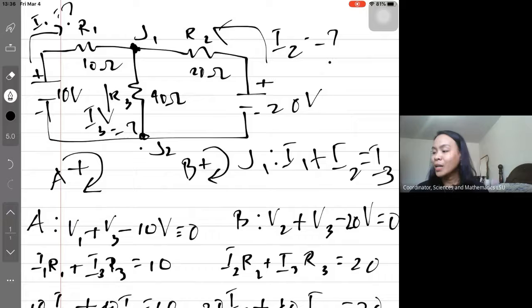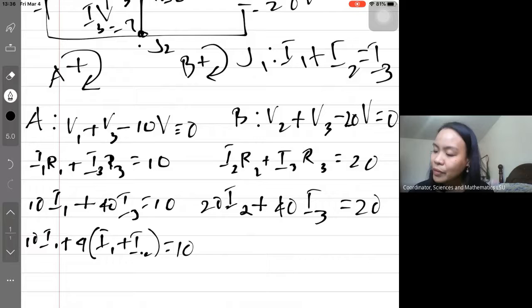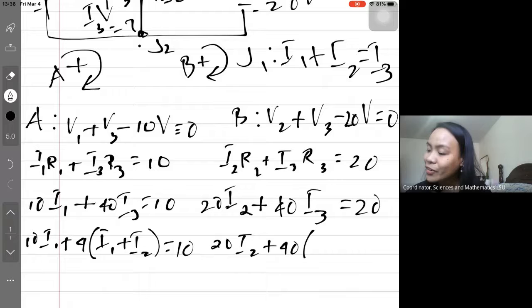Now, three equations, three unknowns. We can now solve for the unknowns. Okay, so we can use I3 to be equal to I1 plus I2, so just substitute. All right, so 10 I1 plus 40 I3, substitute I3, which is I1 plus I2, and that is equal to 10. Okay, on the other hand, 20 I2 plus 40 I3 again is I1 plus I2, and that is equal to 20.